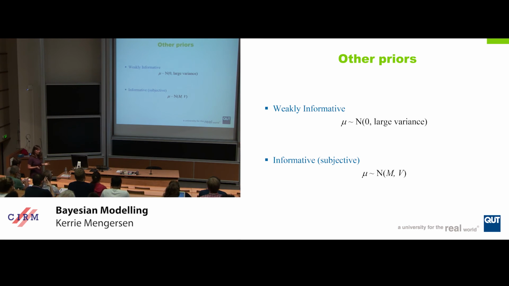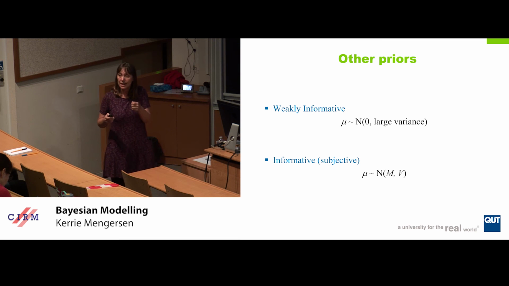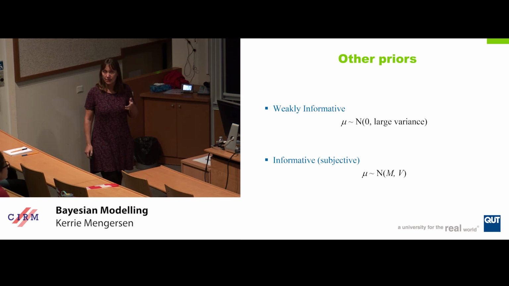So basically something like I might have mu with a large variance, and that large variance has to be relative to the problem. So if I'm talking about something in millimetres, then it has to be a large variance with respect to millimetres, okay? It has to be with respect to the data. If I'm talking in hundreds of kilometres, then it has to be something in that scale, so in the right sort of scale. Or I can have something subjective, where I have some information that I'm imposing from a previous study or expert information or something. So I would fill in what M and V are based on that external source of information.